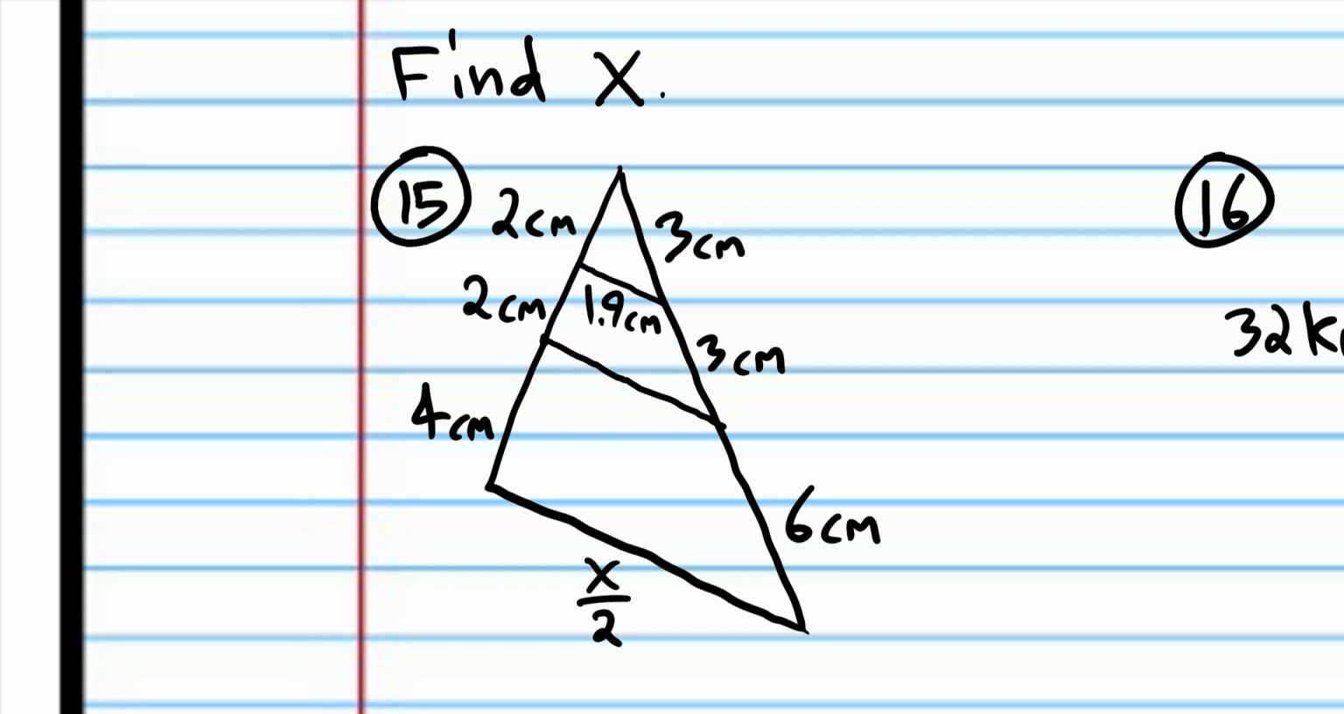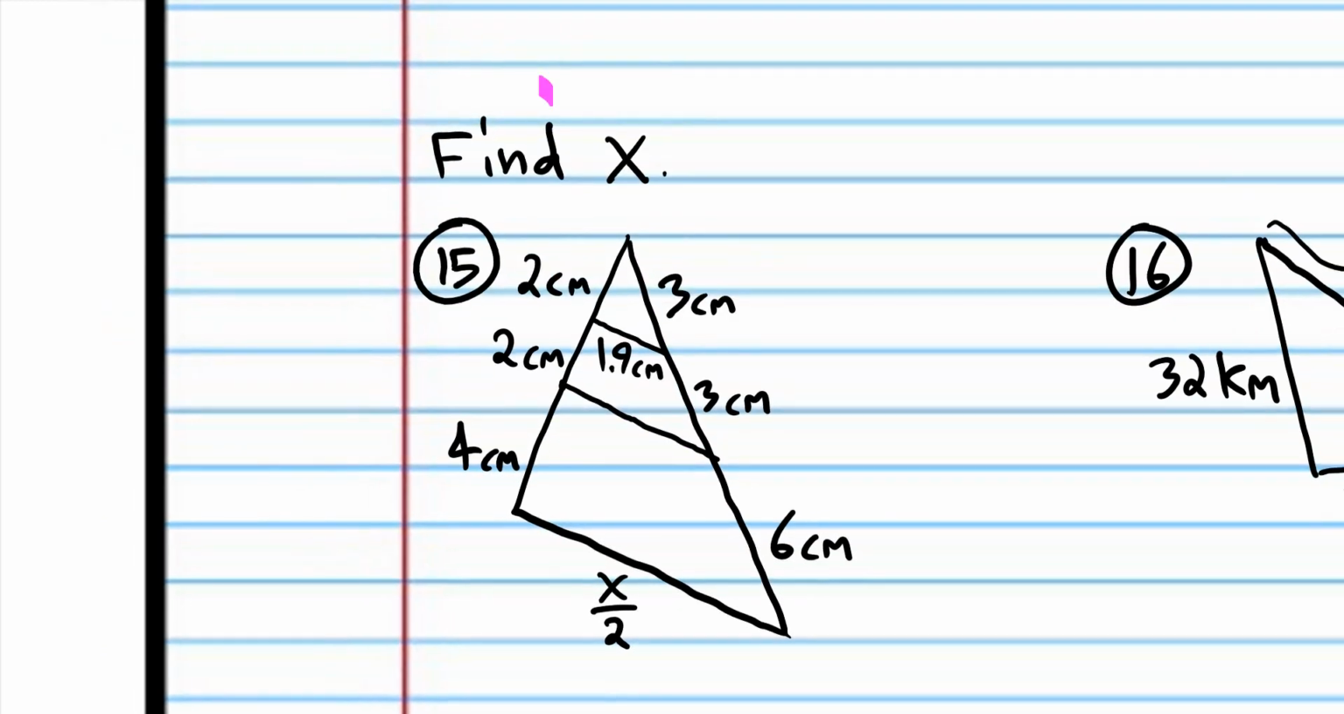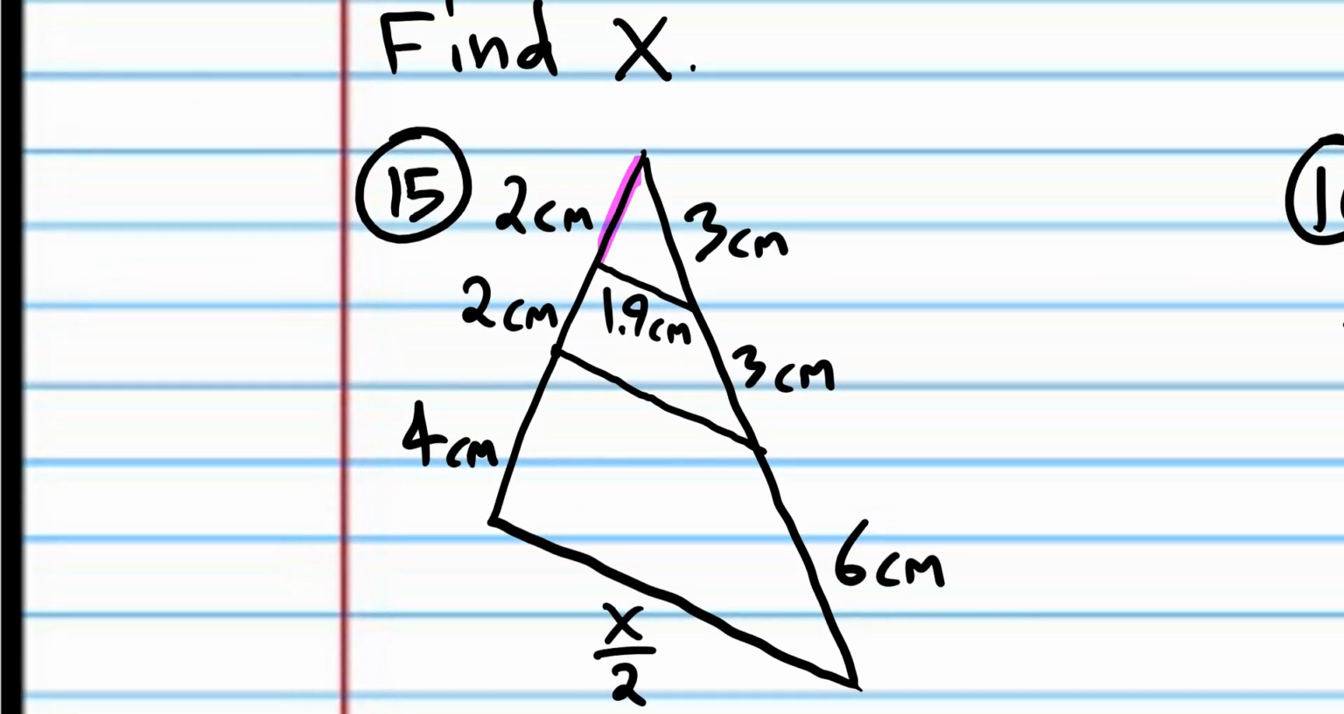How do we know that? They didn't tell us it's a midsegment, so how do we know that? Well, we know it just because this length is 2 and this length is 2, so we know that this segment bisects this length. And we know that this length is 3 and this length is 3, so that means that this segment also bisects this length. So that means that this segment here is a midsegment.